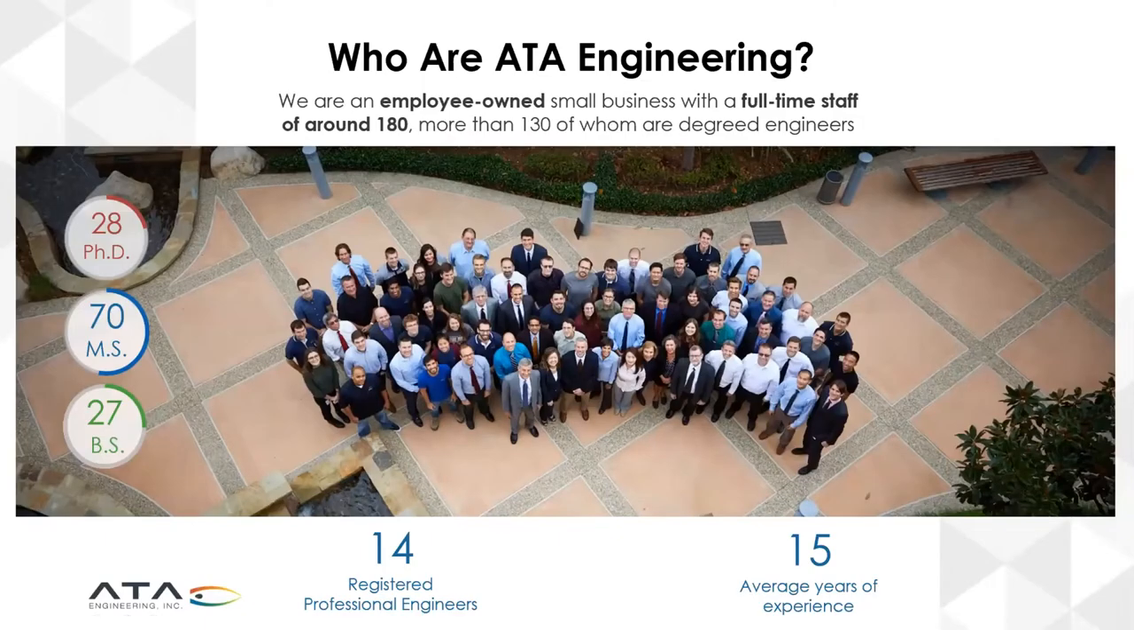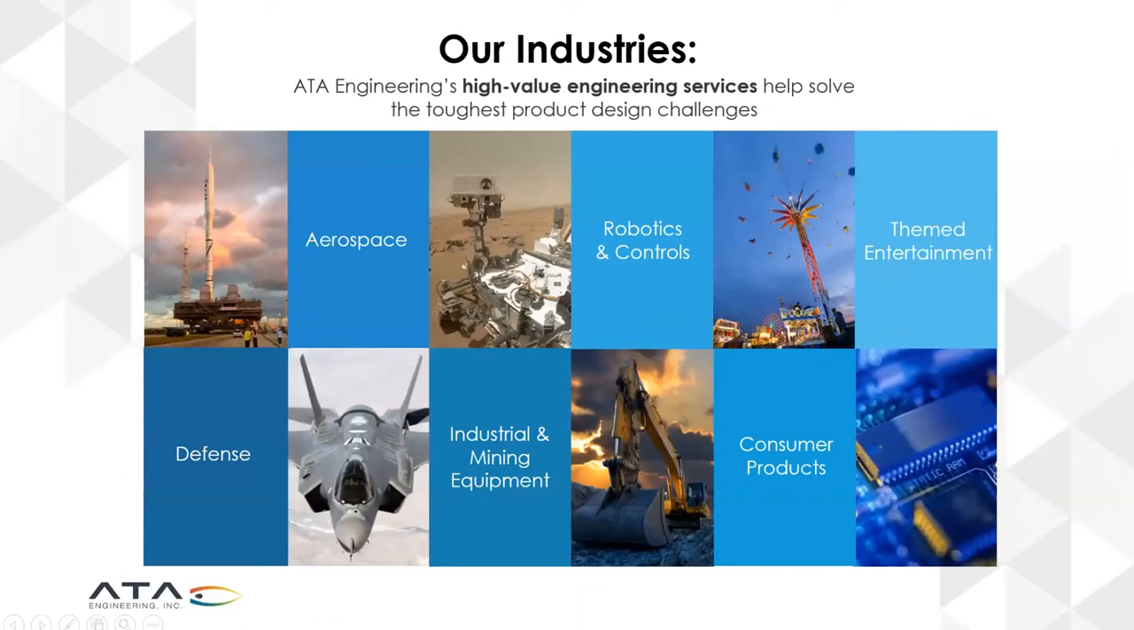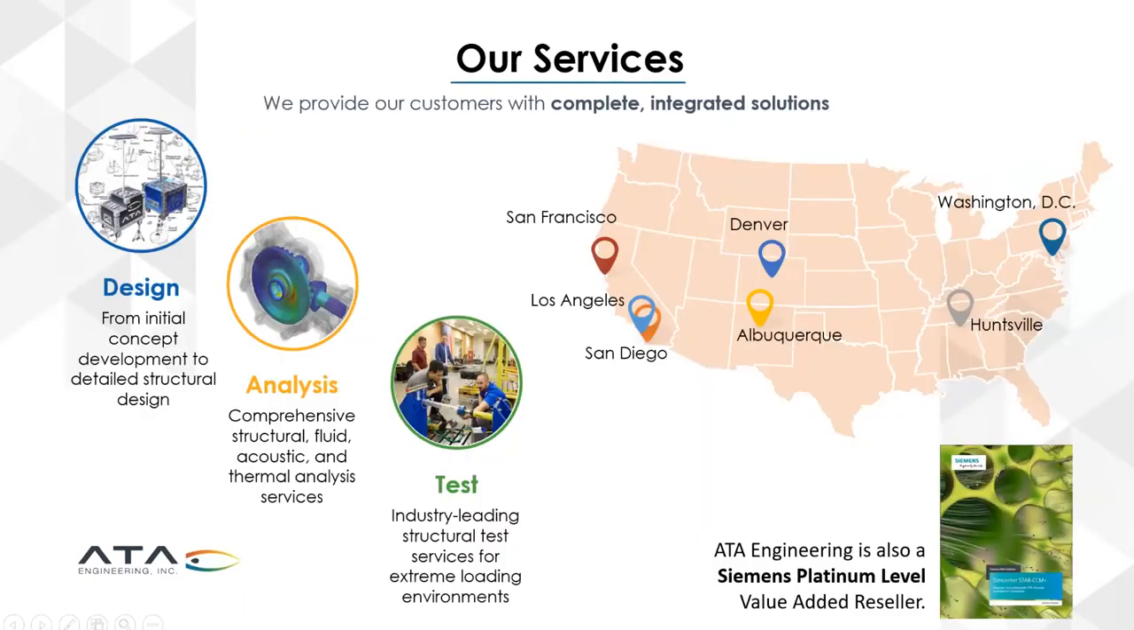ATA Engineering is an employee-owned small business headquartered in San Diego, California, but with offices across the US. We have a full-time staff of almost 200, most of us being degreed engineers. We serve a number of industries, providing high-value engineering services to help our clients solve the toughest product design challenges. We work a lot in aerospace, especially launch vehicles and satellites, but also robotics and controls, themed entertainment, defense, industrial and mining equipment, consumer products, and many other areas. We provide our services all over the world, but predominantly in the US from our many US offices in San Diego, Los Angeles, the Bay Area, Denver, Albuquerque, New Mexico, Huntsville, Alabama, where I myself am located, and the Washington, DC area, where Scott Kidney is located.